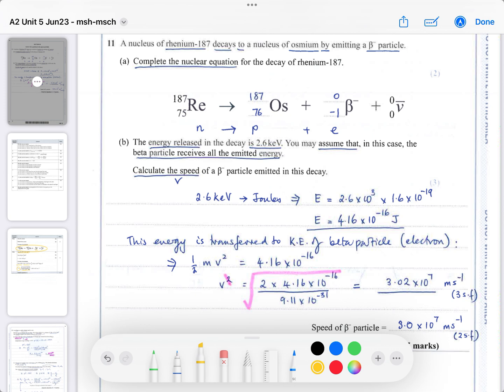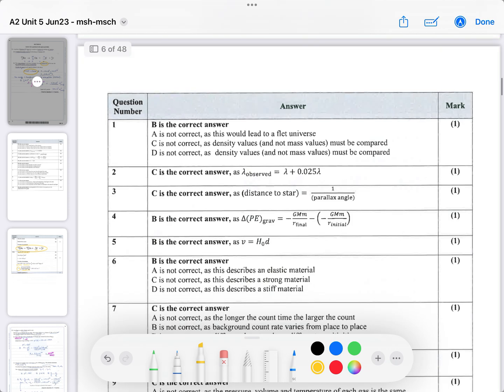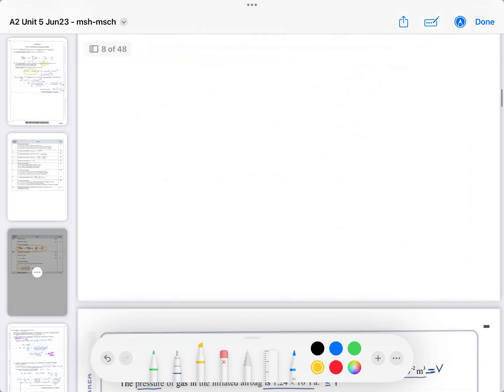Okay, so we've done beta decay. We know how to change electron volts into joules, and you know how to then work out the kinetic energy of particles. Remember that over here they've made an assumption, which is not necessarily always true. So question 13 is the next one we want to go to.